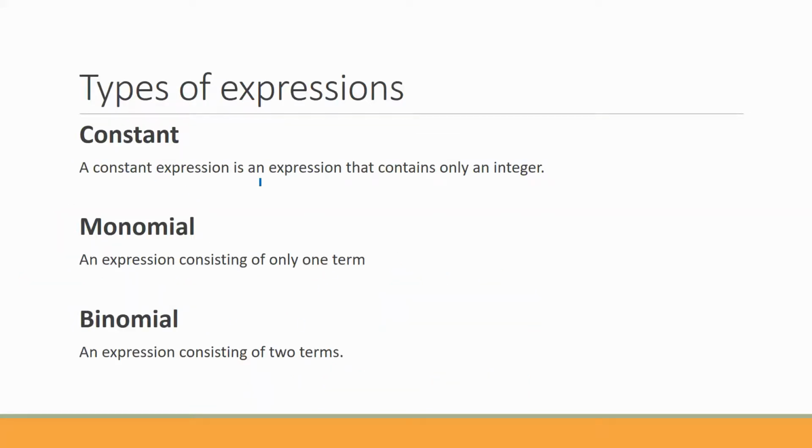A constant expression only contains an integer. So a constant expression is just an integer. So like 7, -4, 63, those are all constant expressions.